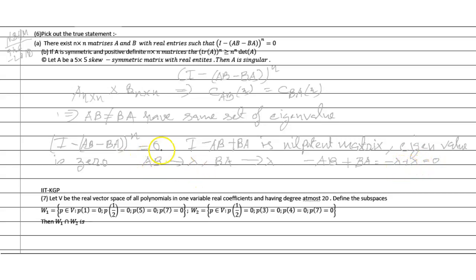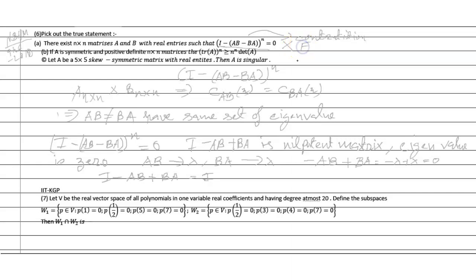So I minus AB plus BA equals to I. So that is impossible. So it is a contradiction. This is a contradiction. So it is not possible.